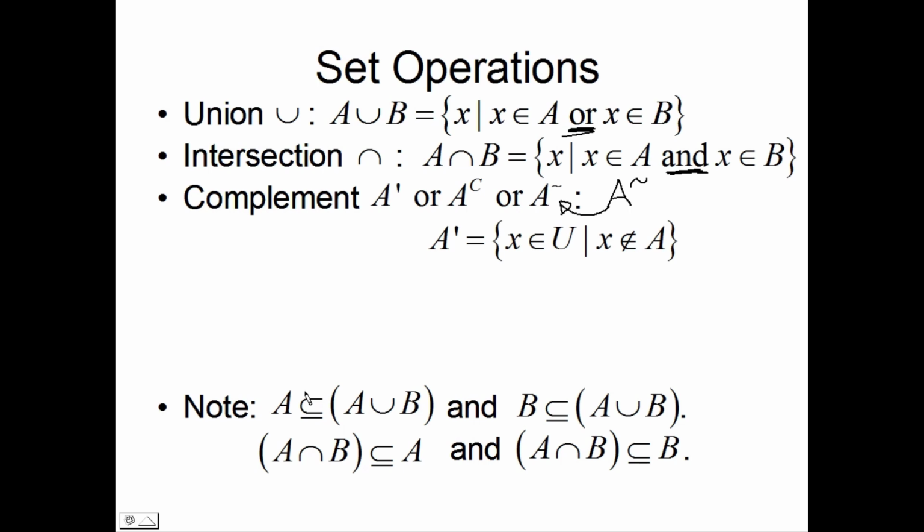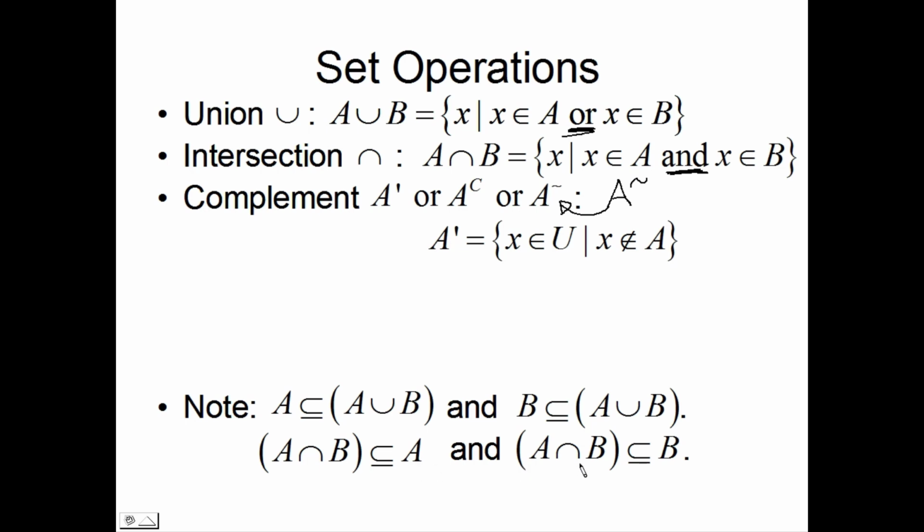Little note here. A is a subset of A union B, and so is B, because everything in B also has to fall into the union. The union contains everything that's in A or B or both. So if it's in B, it's got to be in the union. Okay, the intersection of A and B is a subset of A.